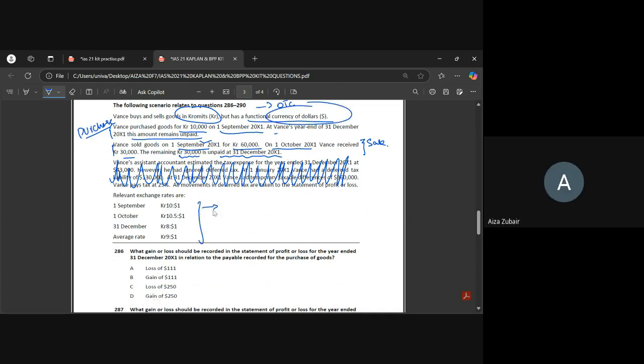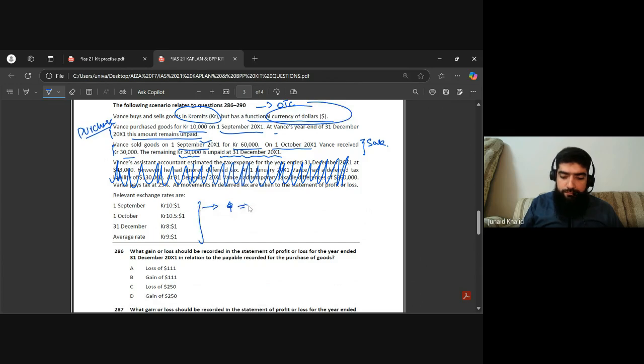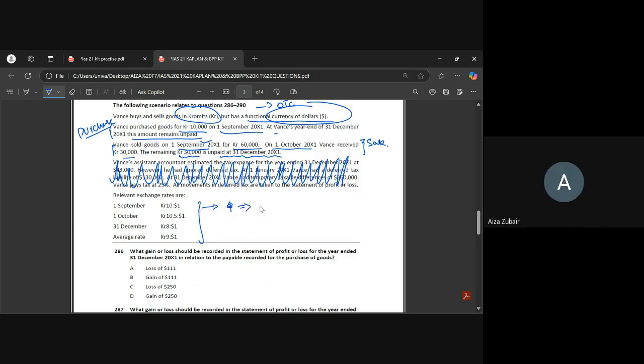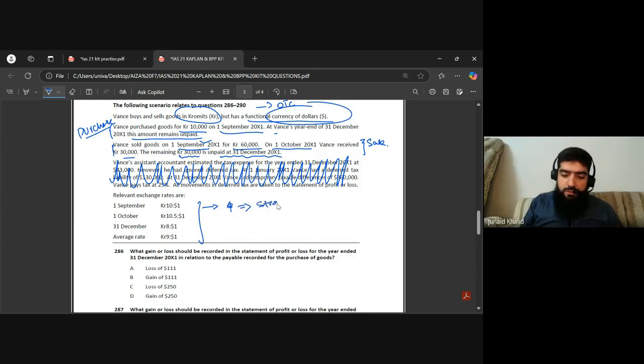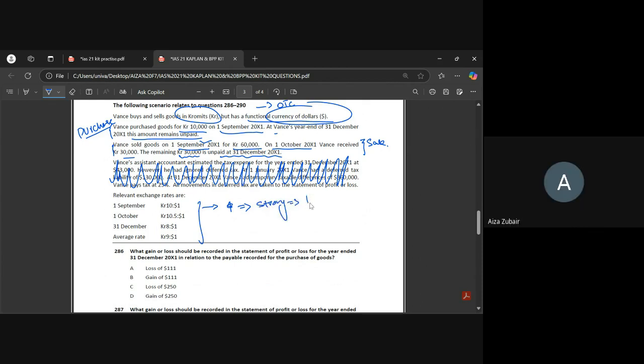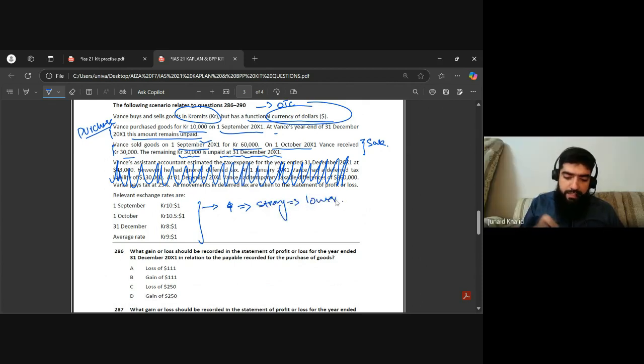Yes. State if the dollar is weak or strong. It is strong. Very good. So the translated amount should be higher or lower? Lower. Good one. Now, let's read the requirement.